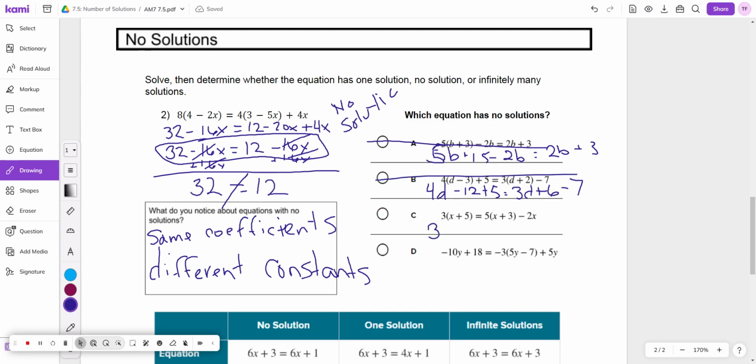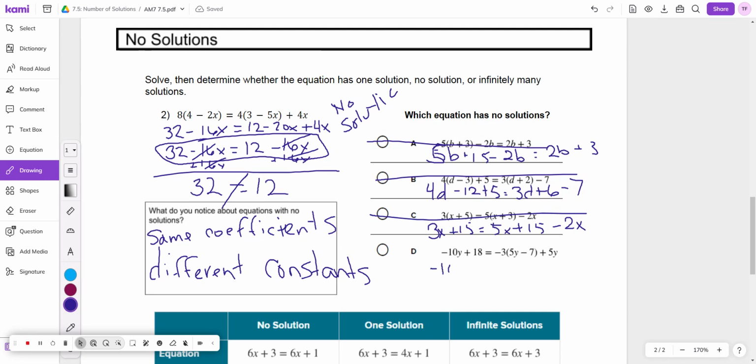Next one, 3x plus 15 is equal to 5x plus 15 minus 2x. Well, let's see. On the left side, I can't do any combining of like terms, but on the right side, I can. 5x minus 2x gives me 3x. There I have the same coefficients. Now let's look at the constants. We have the same constants on both sides. So that one's going to give me infinitely many solutions. So that one's not it.